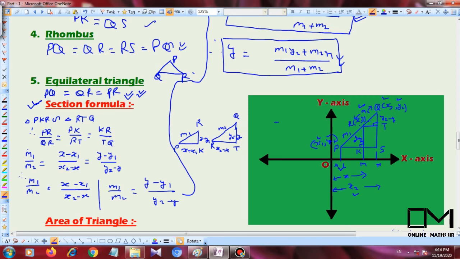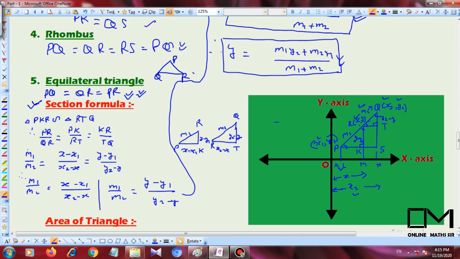So these two triangles, PKR and RTQ, will be similar. Why? Because this angle is equal to this angle; these are corresponding angles. And angles K and T are 90 degrees, so these are equal. Also angle P equals angle R because these are also corresponding angles. So by the condition of similarity, these two triangles will be similar.